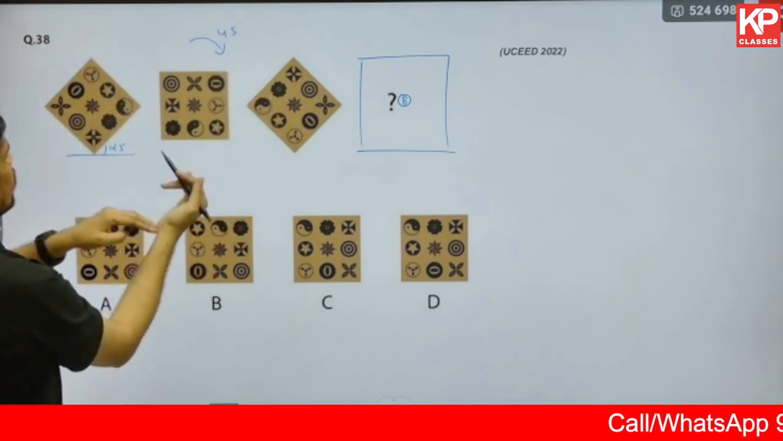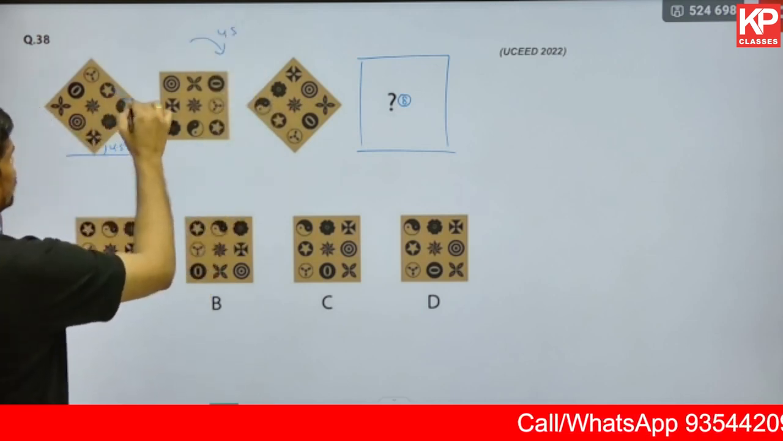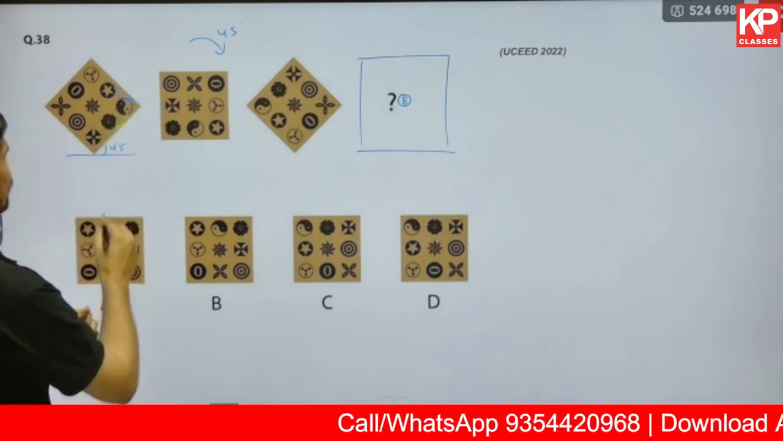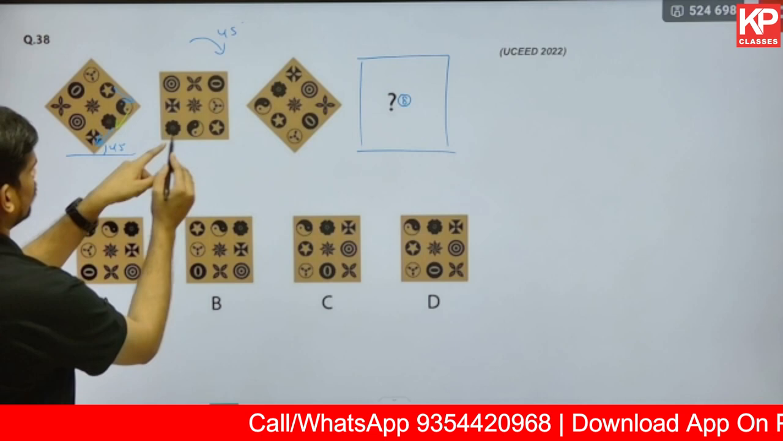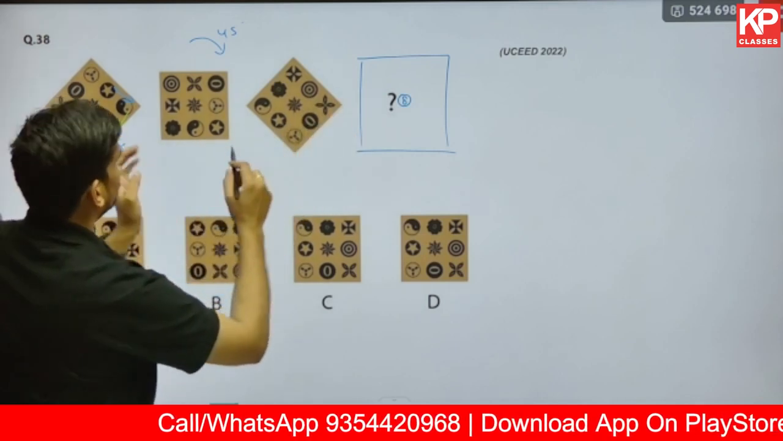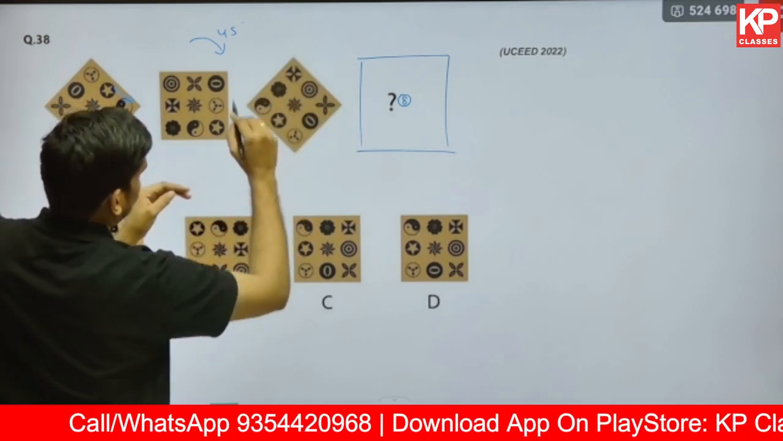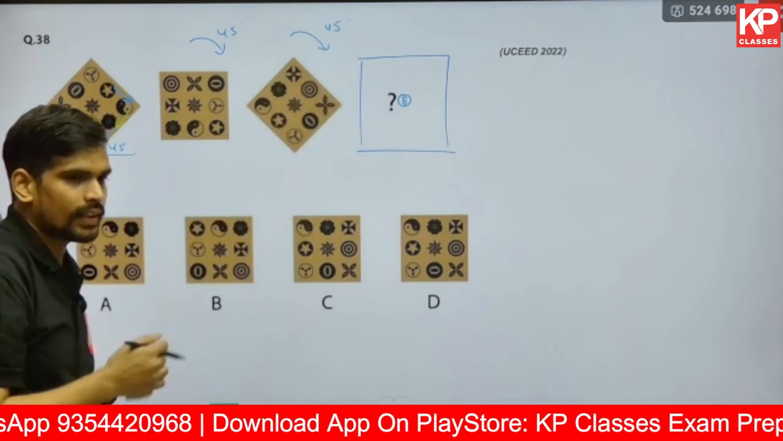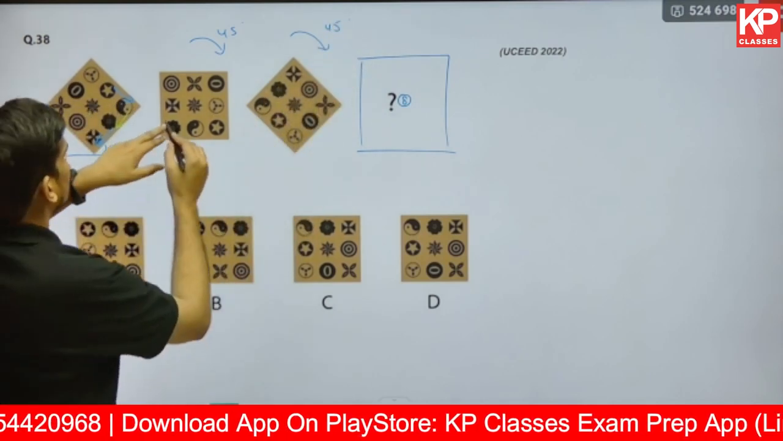Other than that, there's a shift in the figures also. This particular star is shifting over here, right? And the yin yang is shifting over here. The flower is further shifting over here. In the next figure, there should again be a 45-degree rotation. Let us see if you have a shift of the figures one at a time. The flower should go to the top.